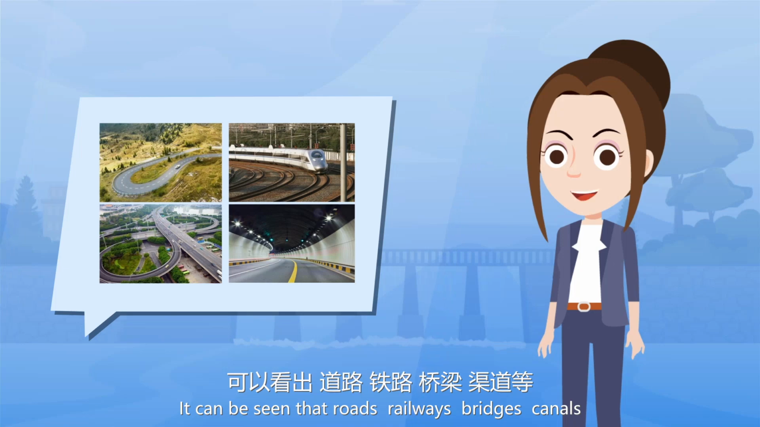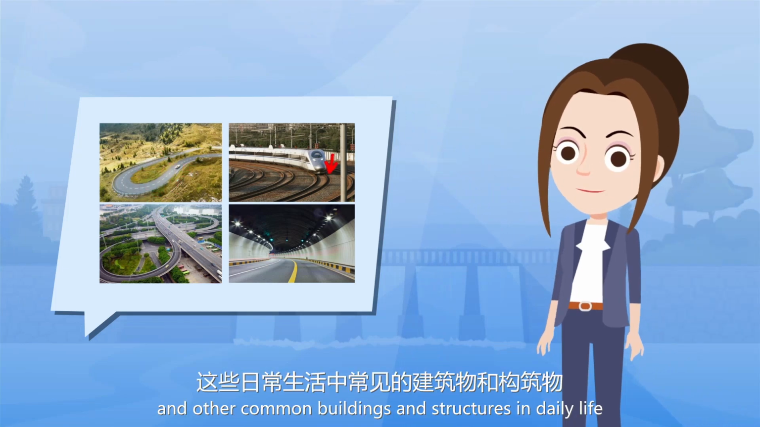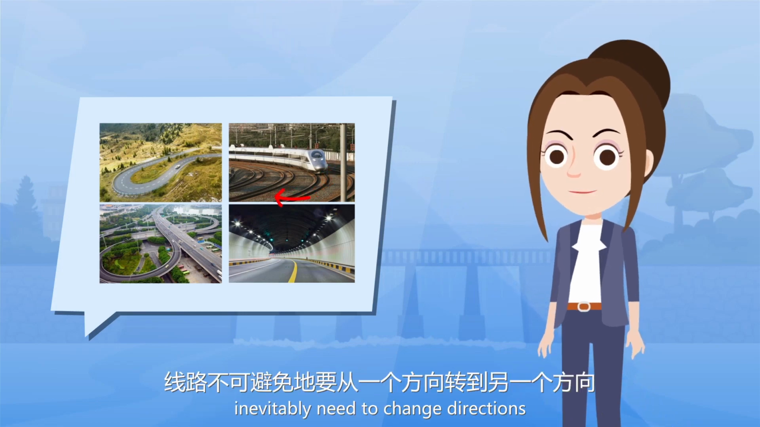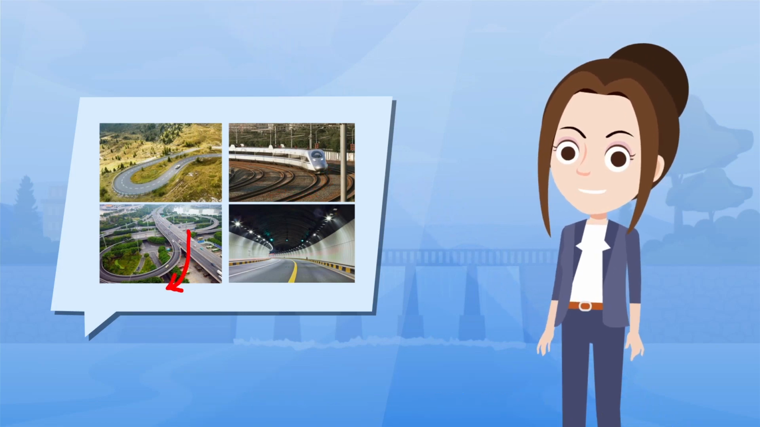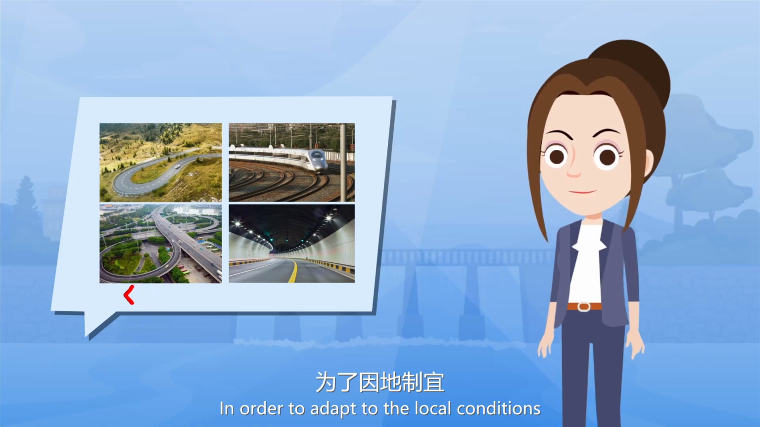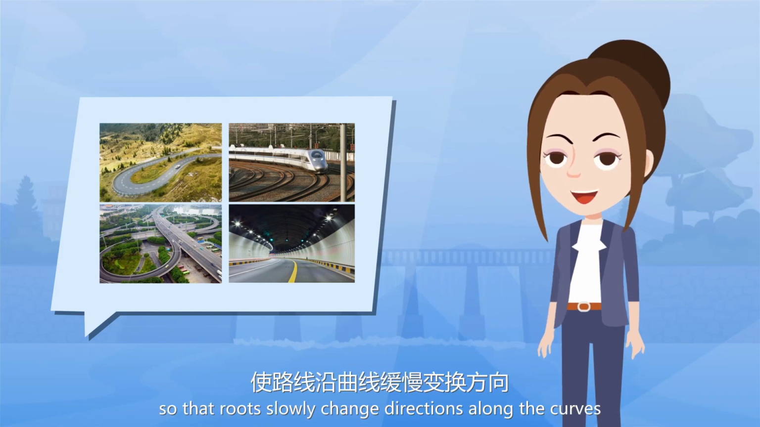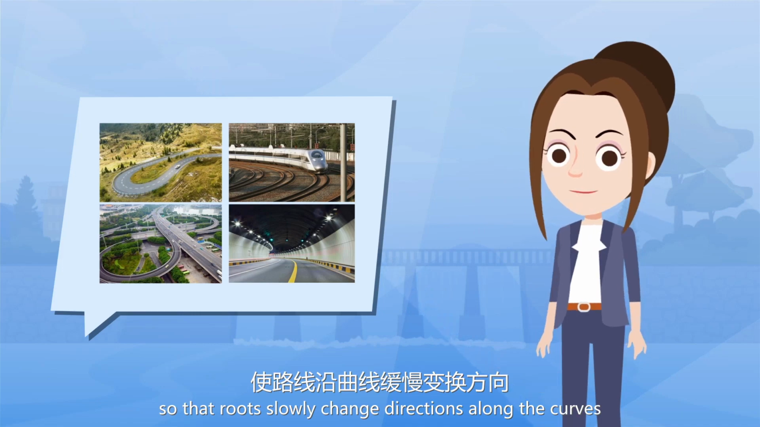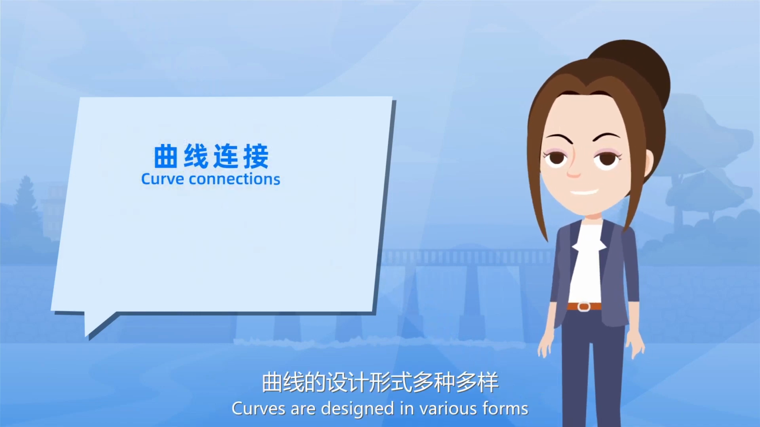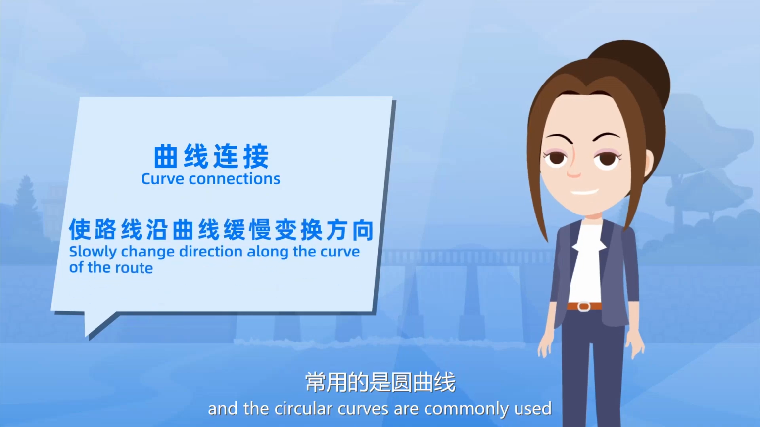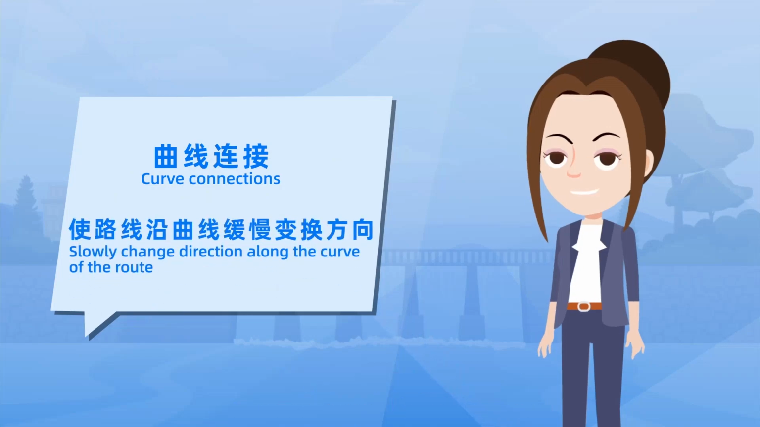It can be seen that roads, railways, bridges, canals, and other common buildings and structures in daily life inevitably need to change directions. In order to adapt to the local conditions and for safety reasons, it is necessary to connect them with curves so that routes slowly change directions along the curves. Curves are designed in various forms, and the circular curves are commonly used.